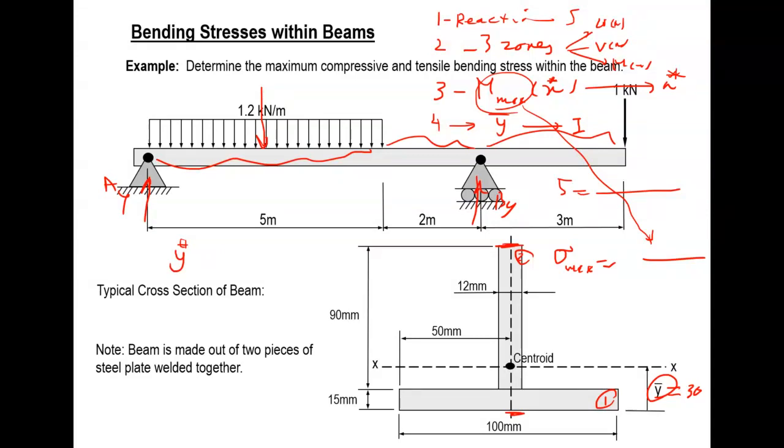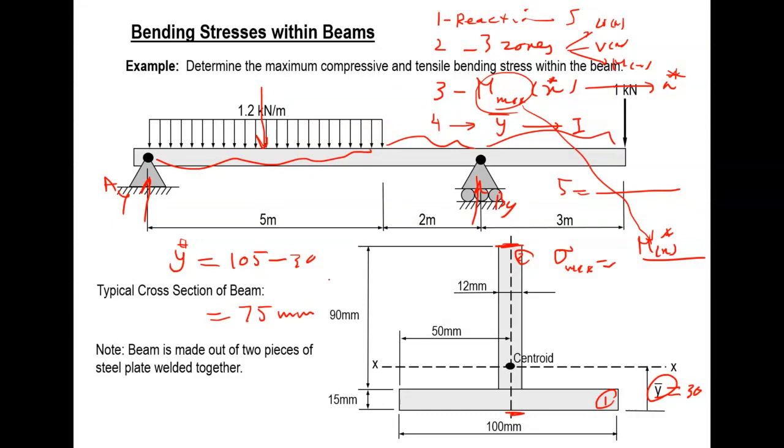Which one is farther from the midplane? The point at the top or the point at the bottom? Yes, well done. The points at the top, these are farther from here. And that is why Y star is equal to 90 plus 15, which is 105, minus 30. So Y star becomes 75 millimeter.